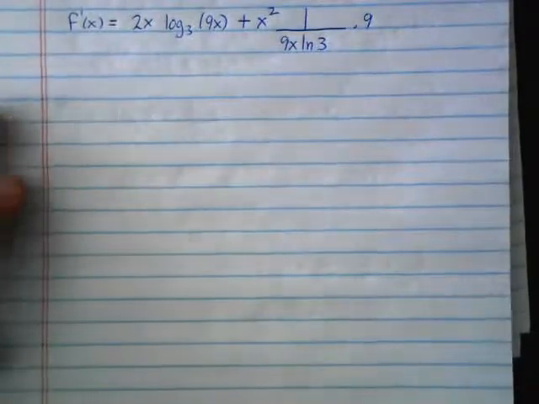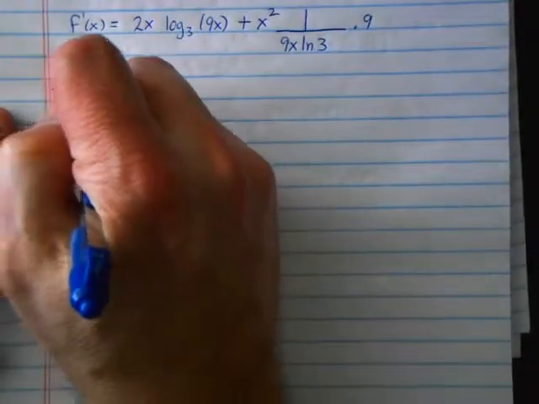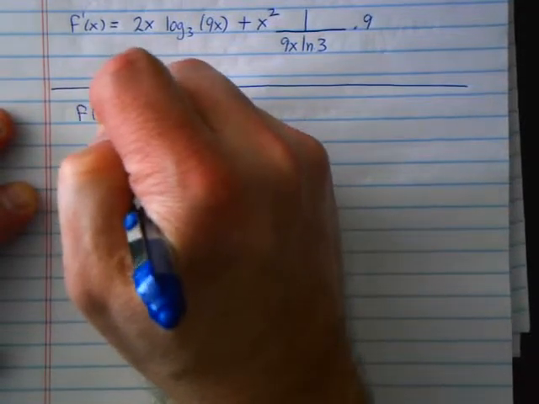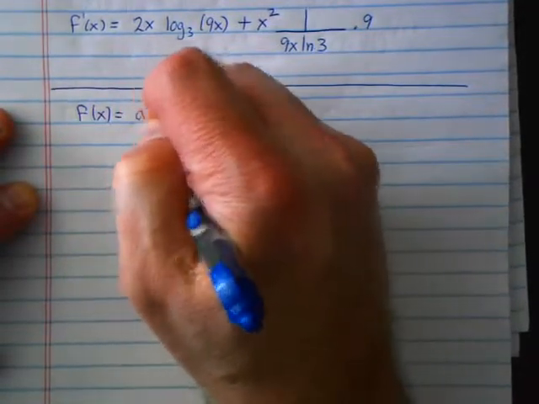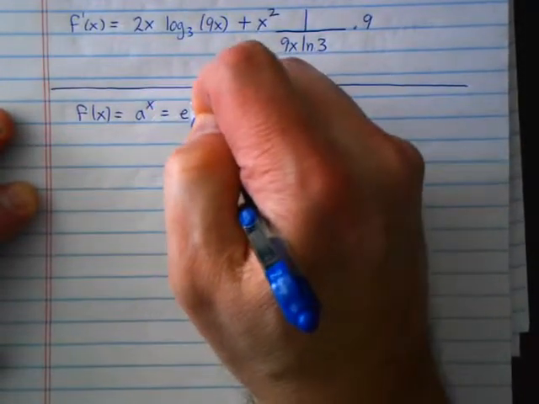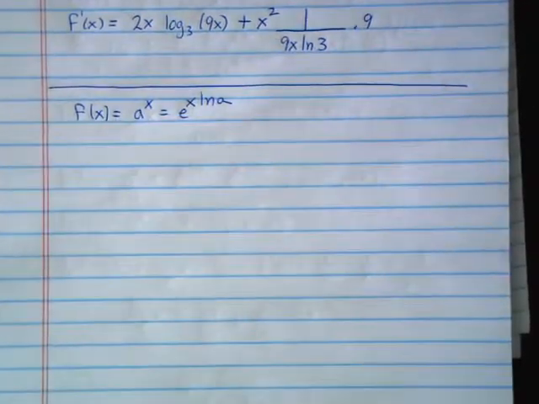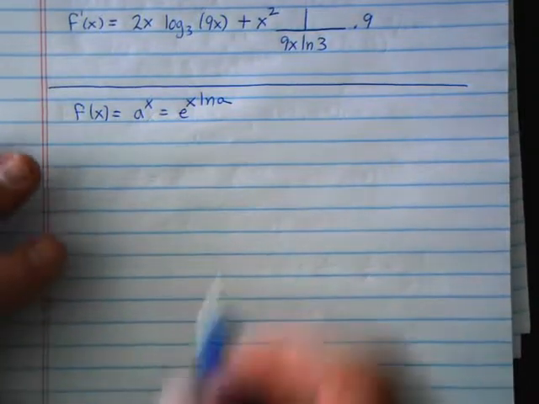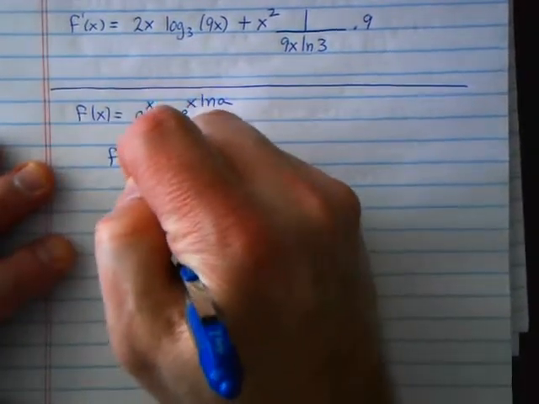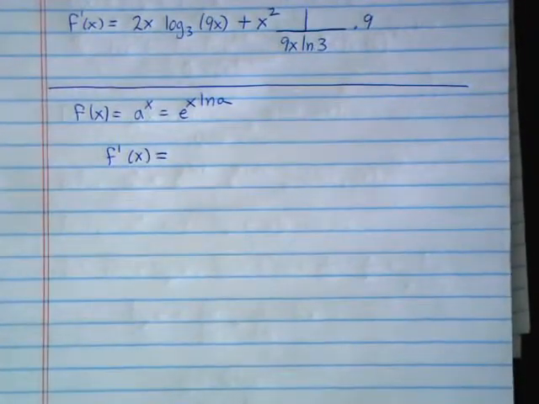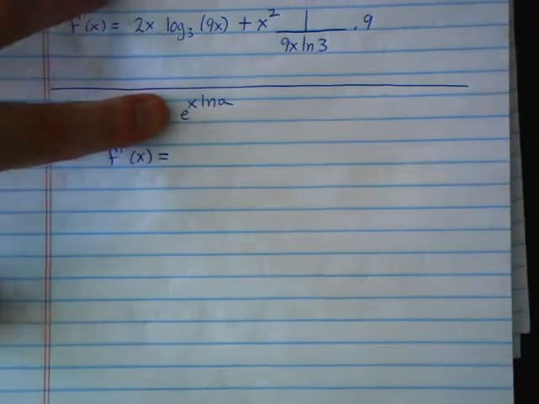Alright, now let's look at derivatives of exponential functions. f of x is a to the x. We define that to be e to the x ln a, which tells me its derivative is, I'll forget about this a to the x for just a minute.